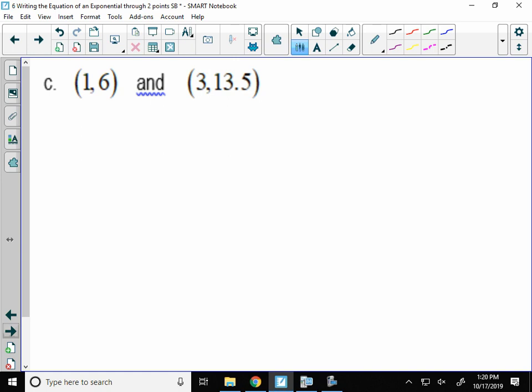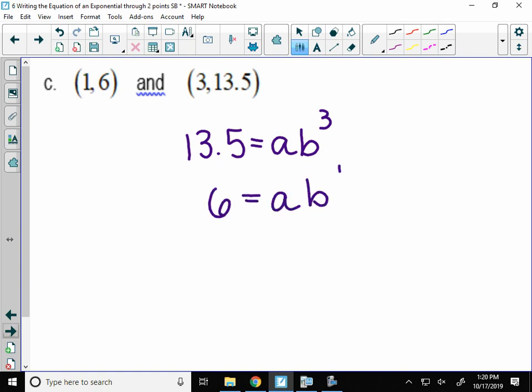1, 6, and 3, 13.5. All right, which one do I need to write on the top? 3 and 13.5. All right, so I write my system. My y equals a times b to the x power. And then the next one is 6 equals a times b to the 1st. All right, when I divide, can someone tell me what's 13.5 divided by 6? 2.25. Yeah, let's write it as a decimal for this one, or you can do a fraction, it really doesn't matter.